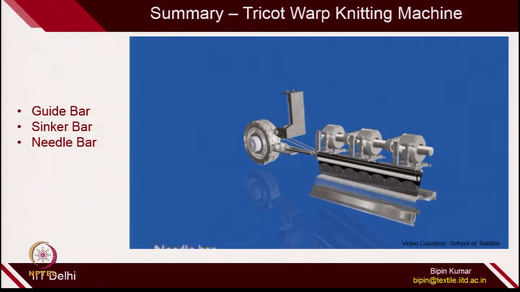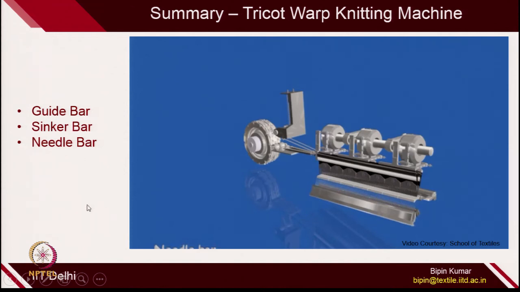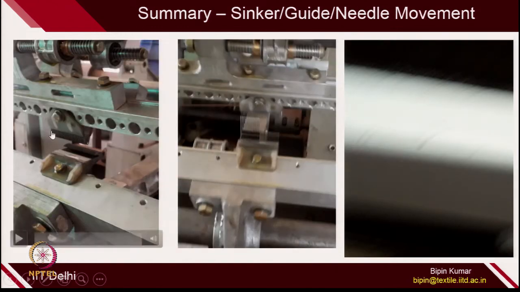Whenever the machine is running, these three bars will be interacting. Because of that, the elements attached on these bars will be playing certain motions, and that motion has to be synchronized for the formation of loops. If you remember the weft knitting technologies, there we have the cam profile and the needle butt. The motion was carefully designed so that the entire process of loop formation can follow a certain sequence. Similarly, here the movement of all of these three bars is synchronized in such a way that they can generate multiple loops together.